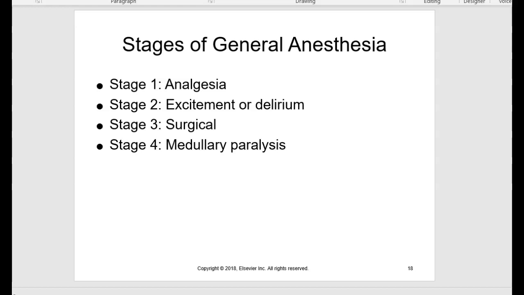As anesthesia deepens, respirations become shallower and the respiratory rate is increased. Then finally, stage 4 is medullary paralysis, a toxic stage of anesthesia in which respirations are lost and circulatory collapse occurs. Ventilatory assistance would be necessary.